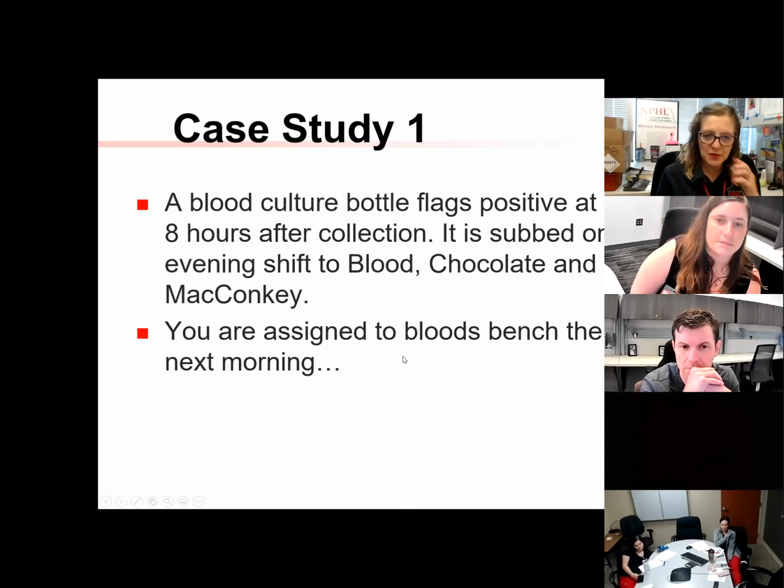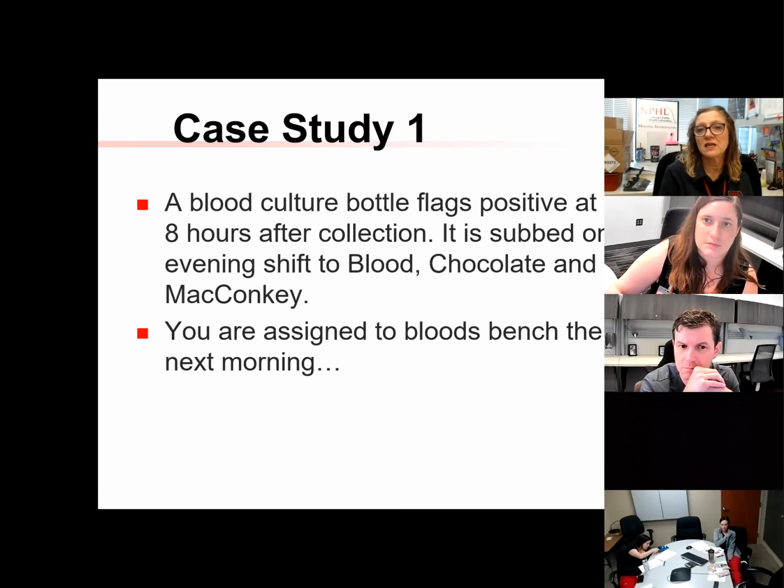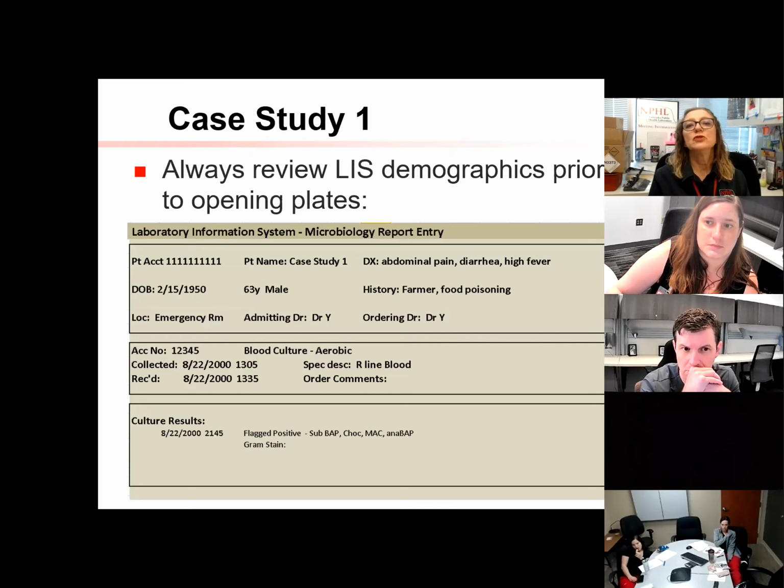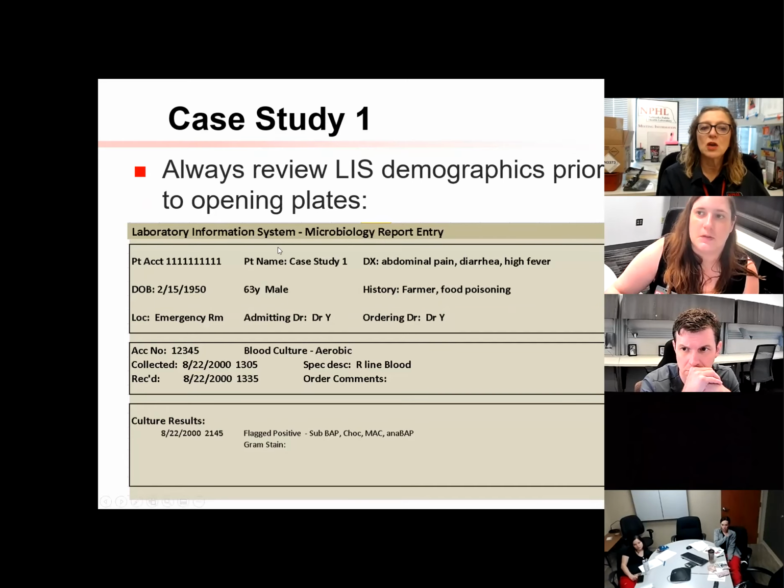So let's pretend in this case study, you are now assigned to the blood bench. The next morning, you're going through plates. Think about how you look at your plates as you do your bench. Do you open all your plates first and look at what's growing and just start working them up before you look at the requisition? We don't recommend that. In fact, what we recommend is that before you even open your plate, you bring up that accession number and look through all the LIS demographics prior to even opening the plates.